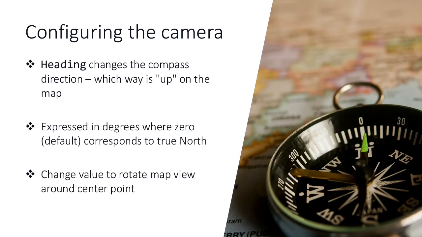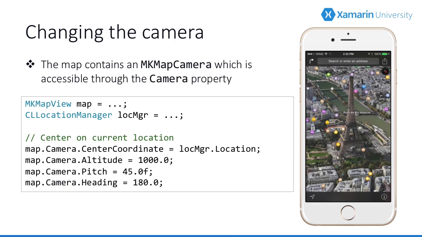And finally, our heading controls what direction we're looking. By default, we're looking in the north direction, and that's a 0. We can change that value to, for instance, 180, and we'd be looking southward. We can make these changes directly on our map.